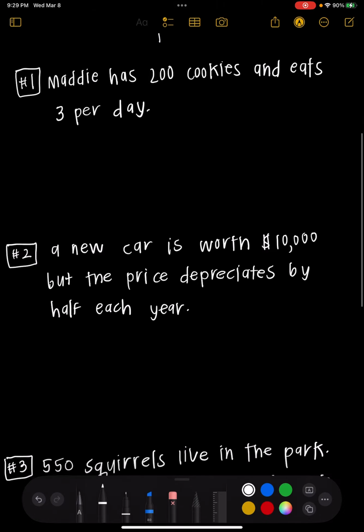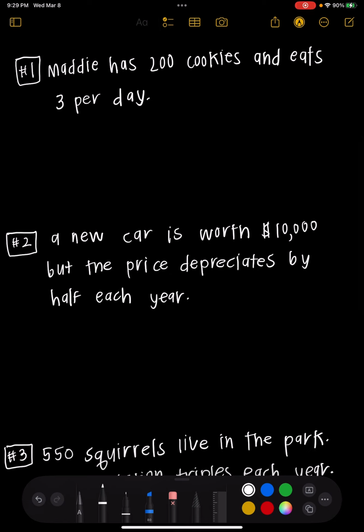Let's start with the first example. The first example says Maddie has 200 cookies and eats 3 per day. So the first thing we have to decide is if it's linear or exponential. The way that we're going to do that is with a couple of clues about words. If I said doubles, triples, halved, quadruples, cuts in third, that's a really good sign that it's exponential. If it says it's doubling, that means it's multiplying by 2. If it's tripling, it's multiplying by 3. If it's halving, it's multiplying by 1/2. Now, if it doesn't say those things, it's a pretty good bet that it is a linear function.